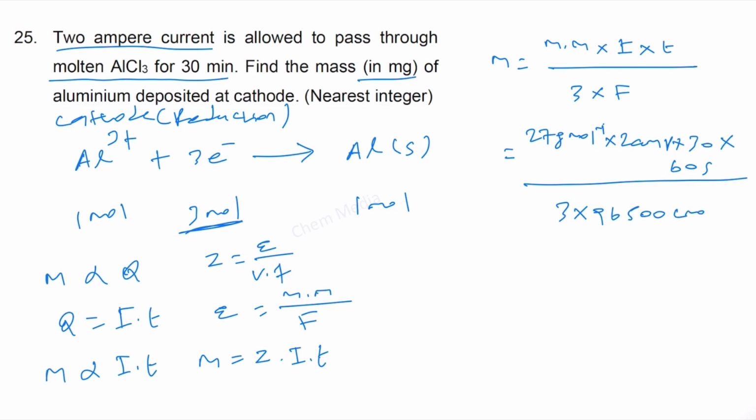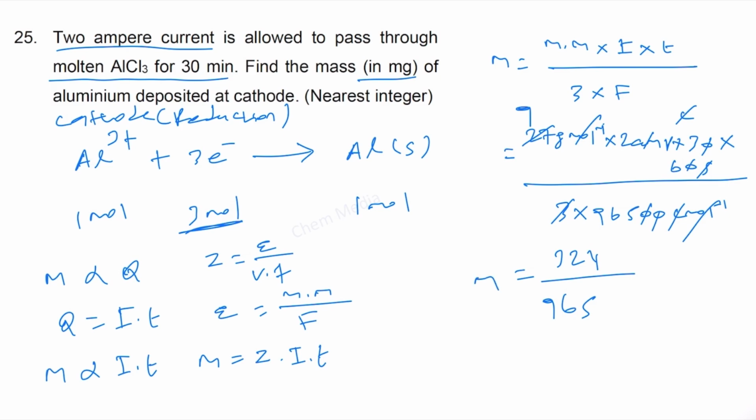divided by 3 times 96,500 coulomb per mole. Ampere second is coulomb. Therefore, coulomb we can cancel, per mole also we can cancel, 20 we can cancel here. So, this is 3 times, this is 9 times 3 is 27, therefore, this is 9. So, 9 times 2 is 18, 3 times 6 is 18, therefore, 18 times 18 is 324 divided by 965.